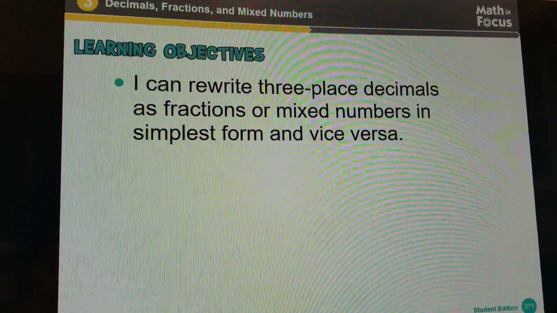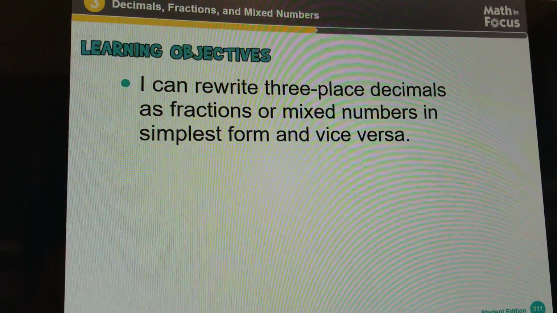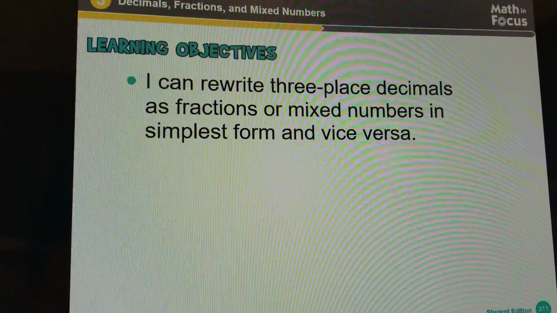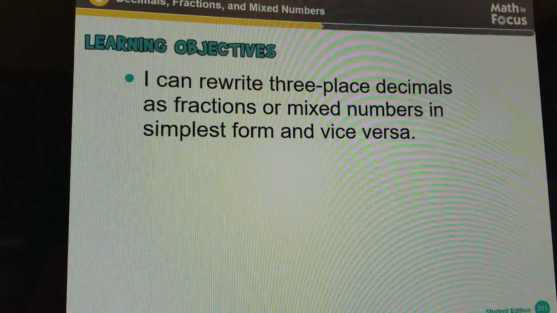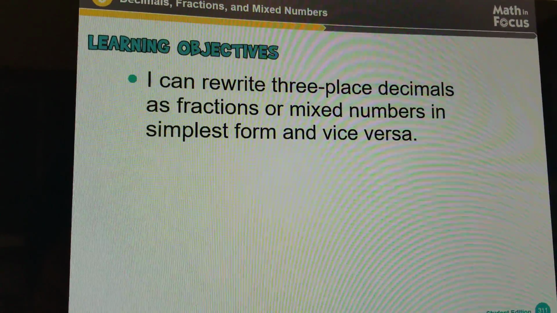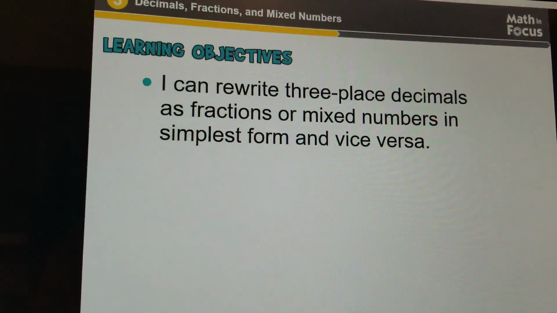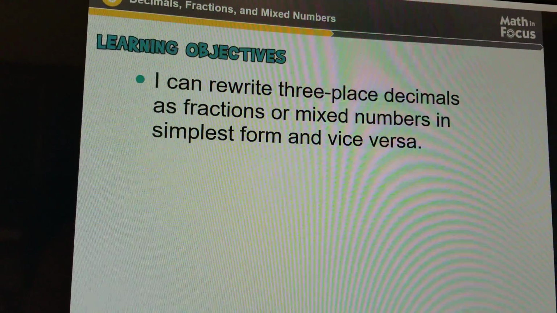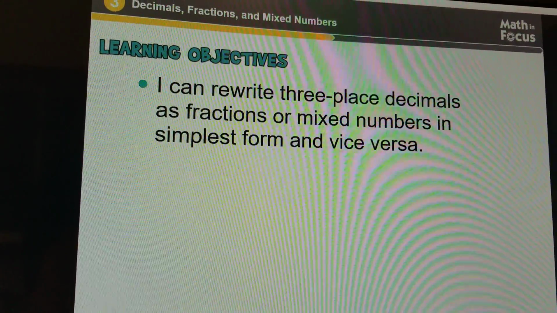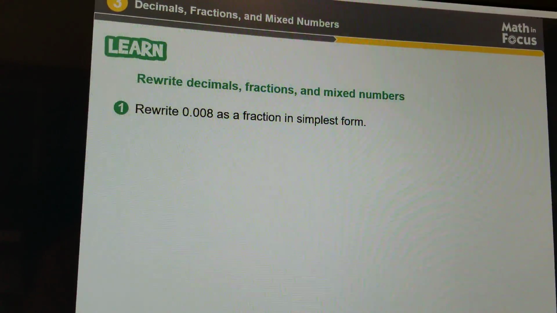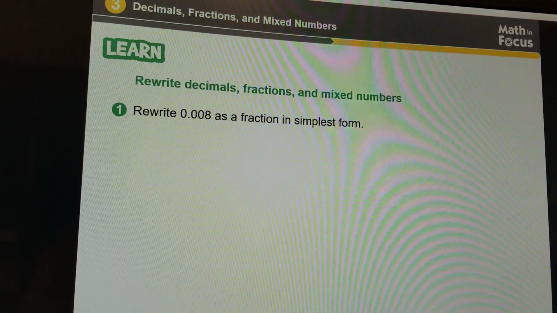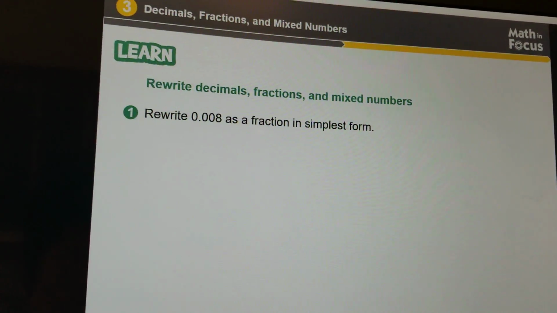What we're going to learn is how to write three place decimals as fractions or mixed numbers in simplest form and vice versa, which means how to write fractions as decimals. So we're going to learn how to write fractions as decimals and decimals as fractions. The first one: rewrite 8 thousandths as a fraction in simplest form.